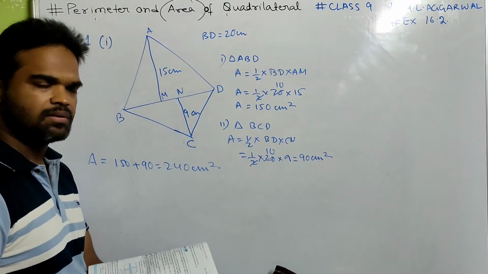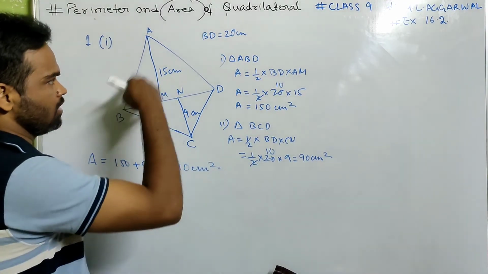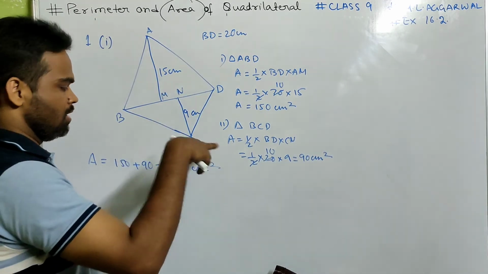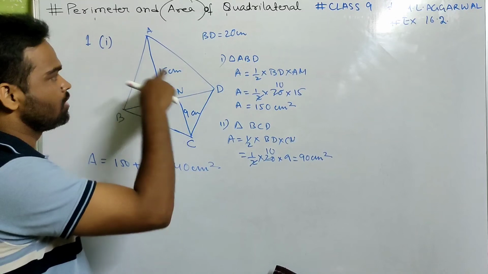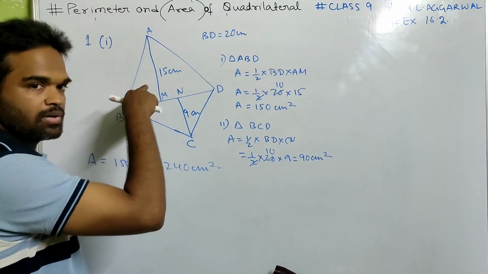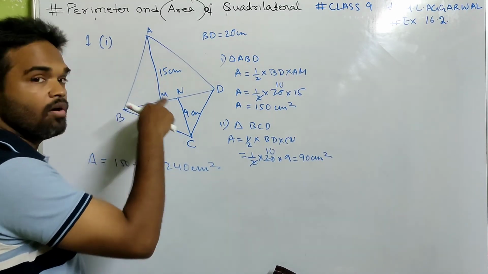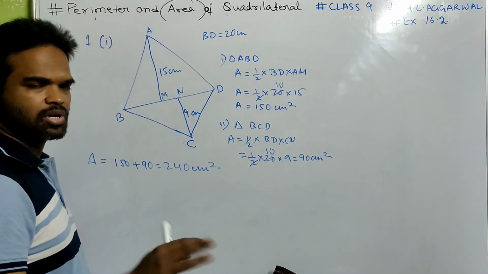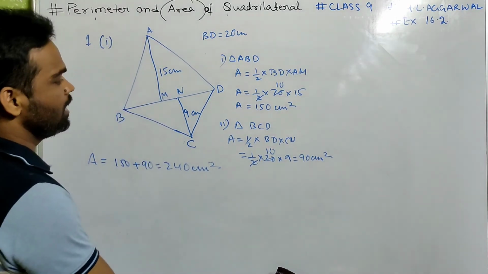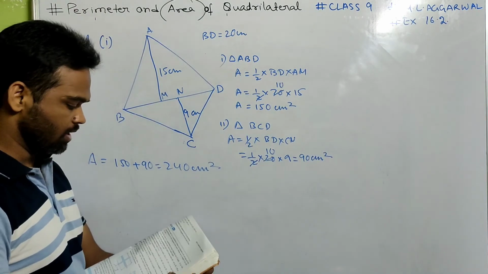Or we can use the formula that area of this quadrilateral will be half into BD, into the sum of the two altitudes. You can do it like that also. Done. Number 1 part 1.